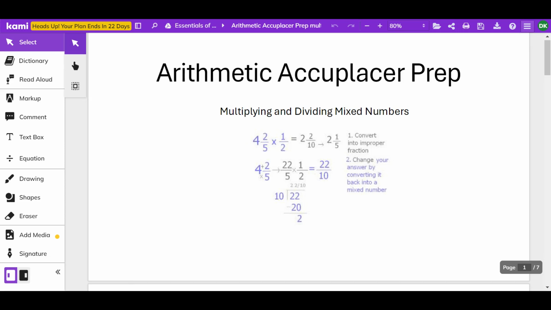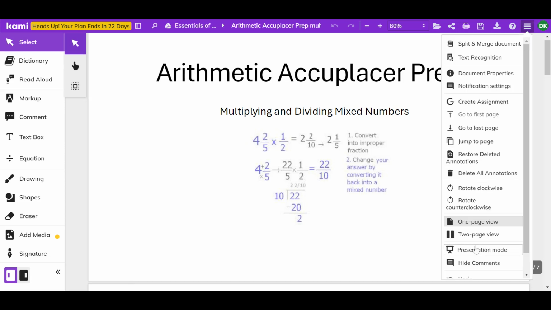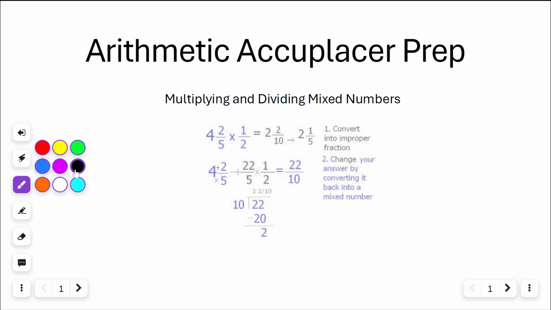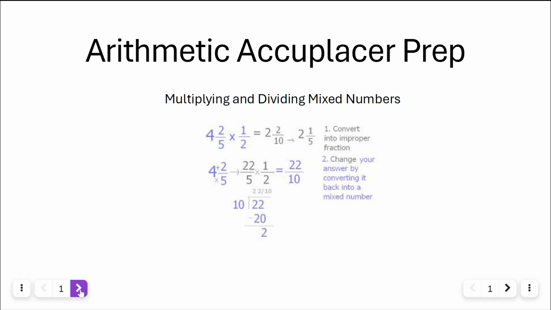Today we're going to be talking about multiplying and dividing mixed numbers. So we just talked about how to multiply and divide fractions. So now we're going to multiply and divide mixed numbers. Okay? So if you know how to multiply and divide fractions, you can multiply and divide mixed numbers. All right?